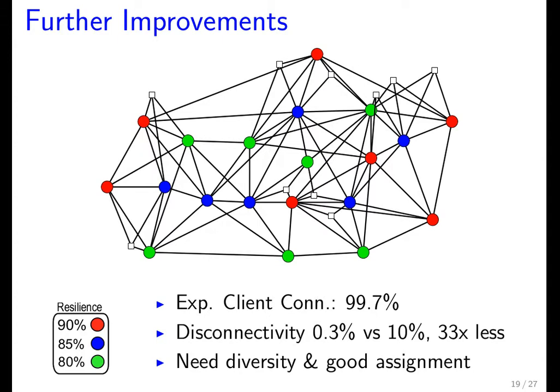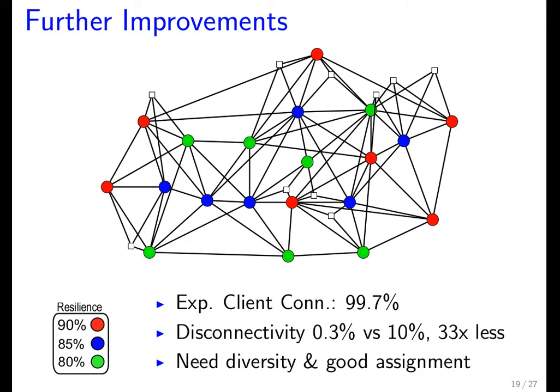And you can look at this from a different perspective of disconnectivity. So it's just the opposite of connectivity. You take 1 minus the connectivity to get the disconnectivity. And it's 0.3% for this 3 variant case, versus the 10% for the homogeneous case. So if you're a client using this network, then you're 33 times less likely to be disconnected in this case of diversity than in the homogeneous case.